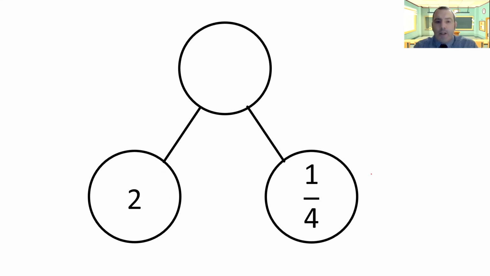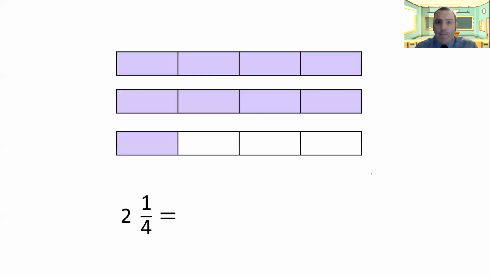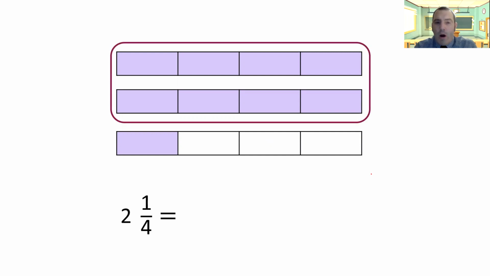So if we're looking at this, I've got 2 1/4 in my part whole model. So our whole is 2 1/4. Now, showing this with the bars, we've drawn them out. I've got my bars, split them into 4s, and I needed 3 bars to get my number of parts to show you. So 2 1/4 is the same as, so we've got 2 whole bars coloured.